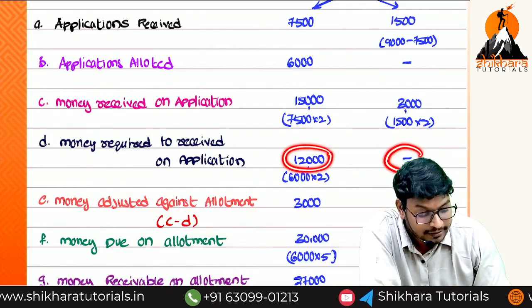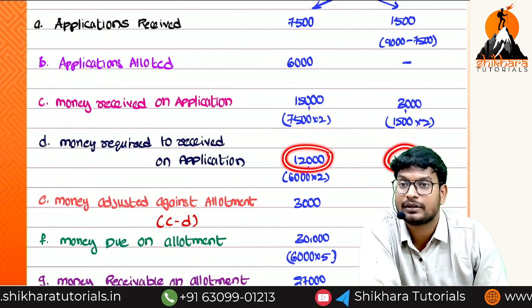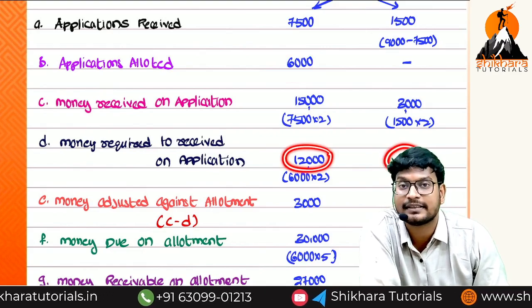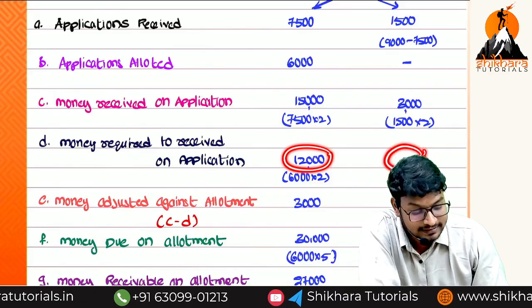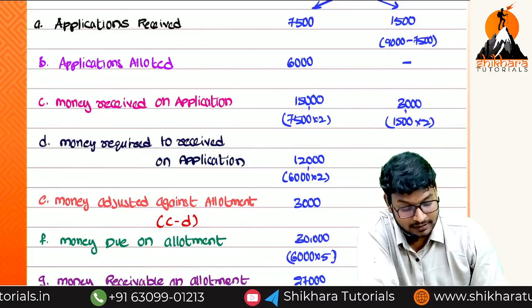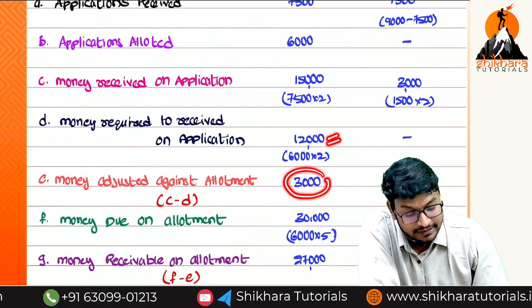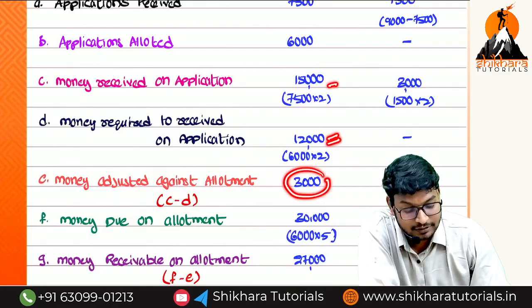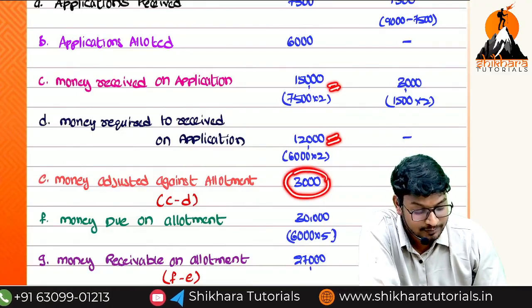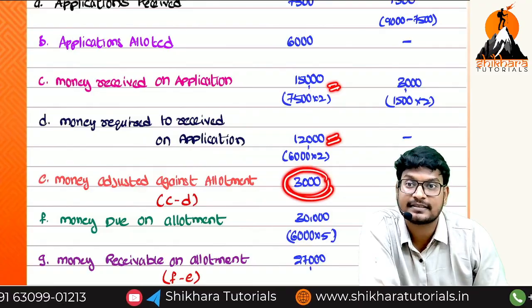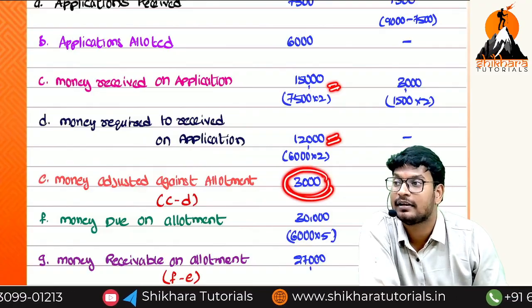12,000. Here required to receive is 0. We should not require to receive here because we are rejecting. That is the reason I am putting dash. So now what is the excess amount we have received? Actually we need to receive only 12,000, but we have received how much? 15,000. What is the excess amount we have received? 3,000. This excess amount we are going to adjust against the allotment.